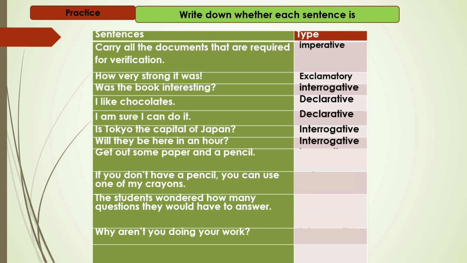Get out some paper and a pencil. Here, I'm giving an order or instruction, so it's an imperative sentence. If you don't have a pencil, you can use one of my crayons. So the sentence here is declarative.